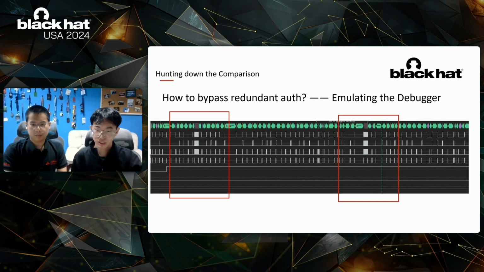This is bad news. However, don't lose heart. We will bypass the redundant authentication by simulating the JTAG's TDI, TMS, and TCK signals using an FTDI dongle, emulating a debugger that doesn't perform redundant checks.